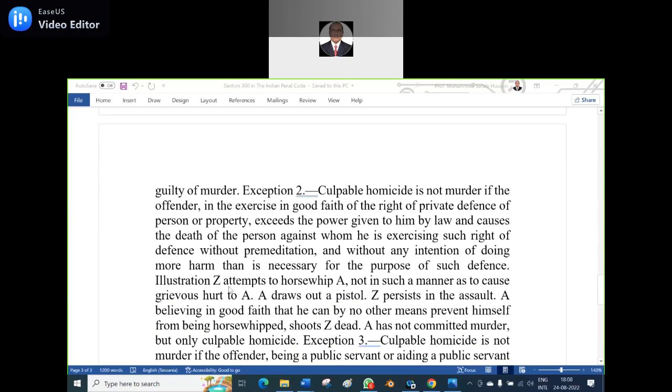Yes, sir. So, illustration: Z attempts to horsewhip A, not in such a manner as to cause grievous hurt to A. A draws out a pistol and Z persists in the assault, and A, believing in good faith that he can by no other means prevent himself from being horsewhipped, shoots Z, and Z dies. He has not committed a murder but only a culpable homicide. If you use excess force and there is no other way, and you kill a person, it does not amount to murder. It is only a culpable homicide.